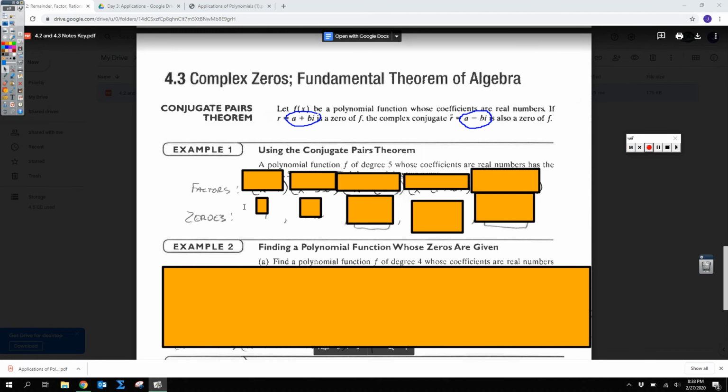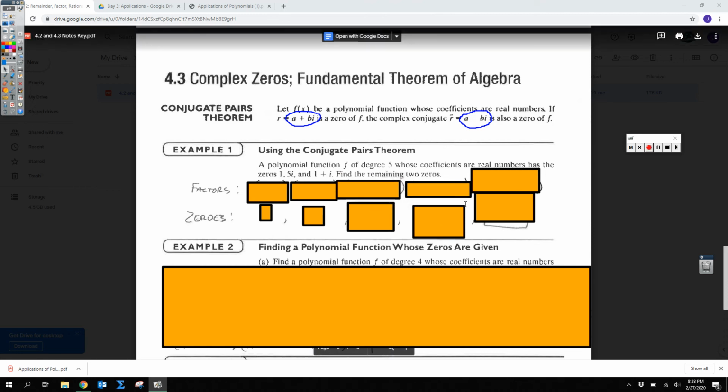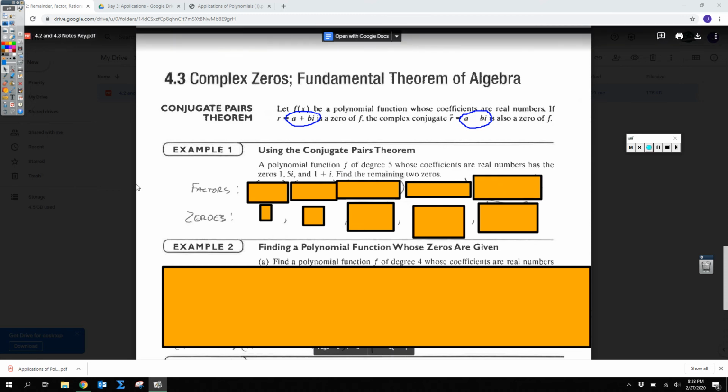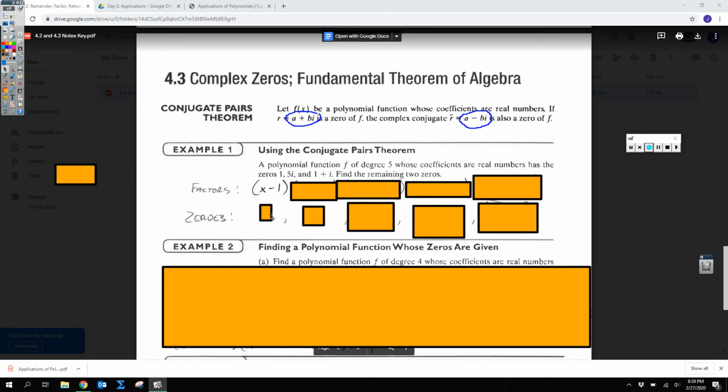So this first problem, these kind of moved on me, so make sure I can read it to you real quick, or you can look at it with me. A polynomial of fifth degree whose coefficients are real numbers has the zeros 1, so it has one real 0, so we know that if 1 is a 0, then we can write it as x minus 1 as a factor, and obviously we already know that 0 is 1. And then it also has 5i.